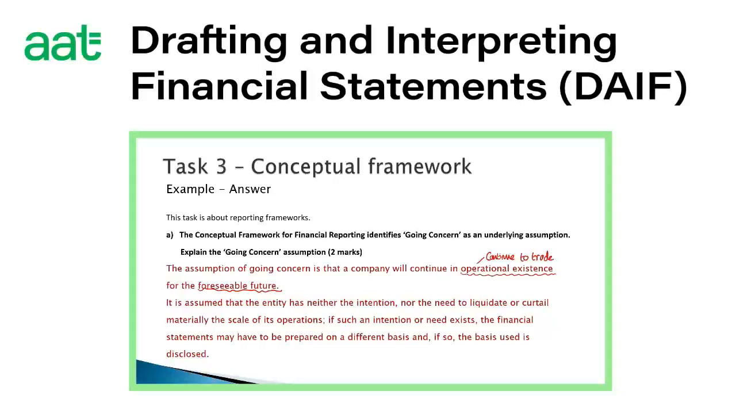So when we're talking about going concern, we're saying we're going to continue to trade and we don't have the intention nor the need to liquidate or curtail materially the scale of its operations. Basically, we're not going to stop trading. That's the plan. We're going to carry on. I'm sure you've come across materiality: we don't expect anything material, anything that's big enough to affect our accounts. If we do, then you've got to use a different basis of reporting in your financial statements. So going concern, we're going to continue to trade for the foreseeable future, and we've got no plans to reduce, curtail, liquidate or change our operations materially, okay? So that's the kind of answer we'd probably be looking at for part A.